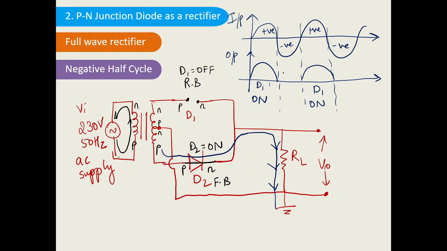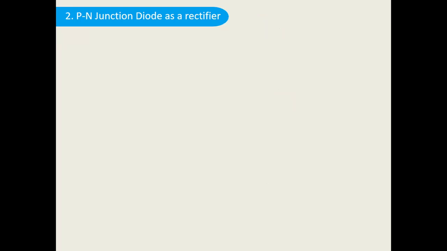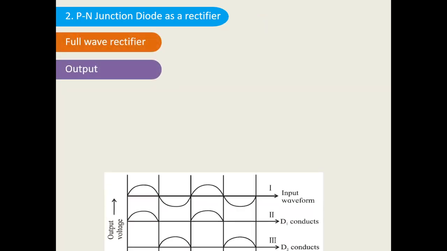That means for the negative half cycle also, the current will be like this. The output current will be like this. So in this case D2 is on. This is the case of the full wave rectifier: for both complete input waves, positive as well as negative half cycles, we are getting two output waves, D1 and D2. So this is called a full wave rectifier. I hope you understood the full wave rectifier. In case of any doubt, you can watch the videos again. So the full wave rectifier output is like this.